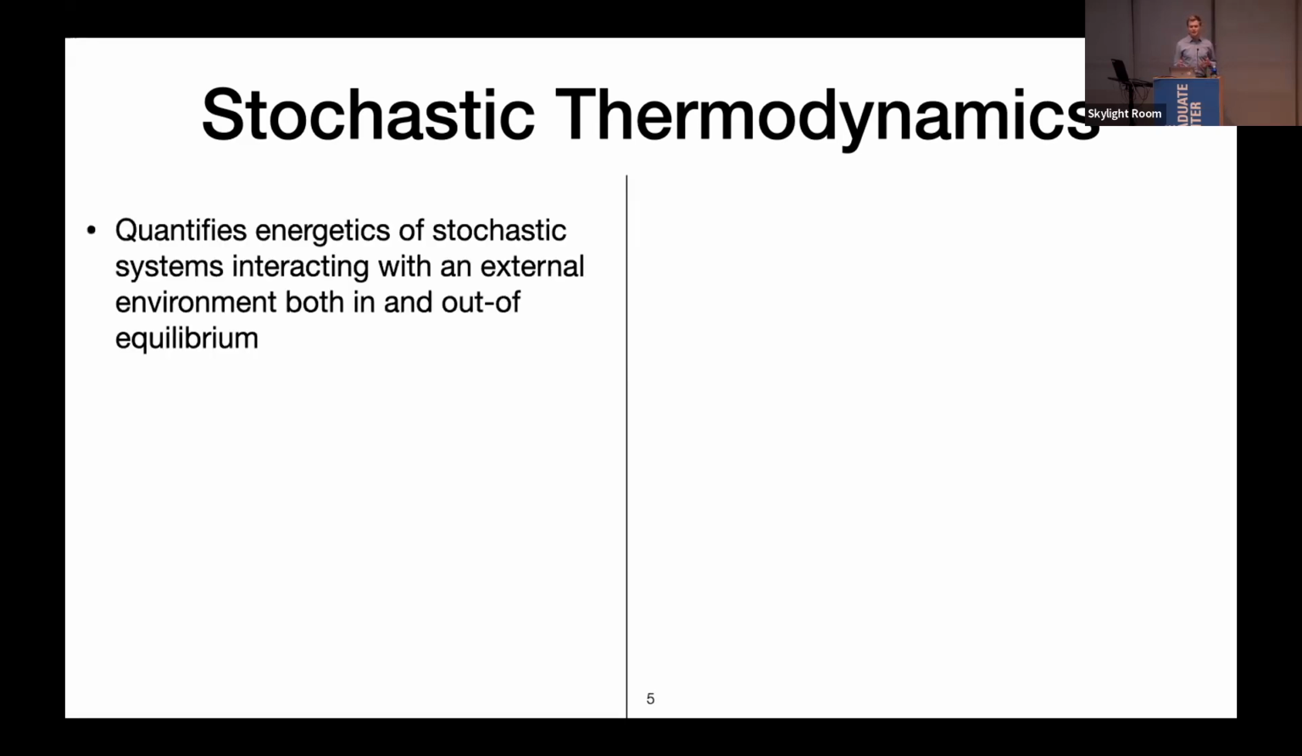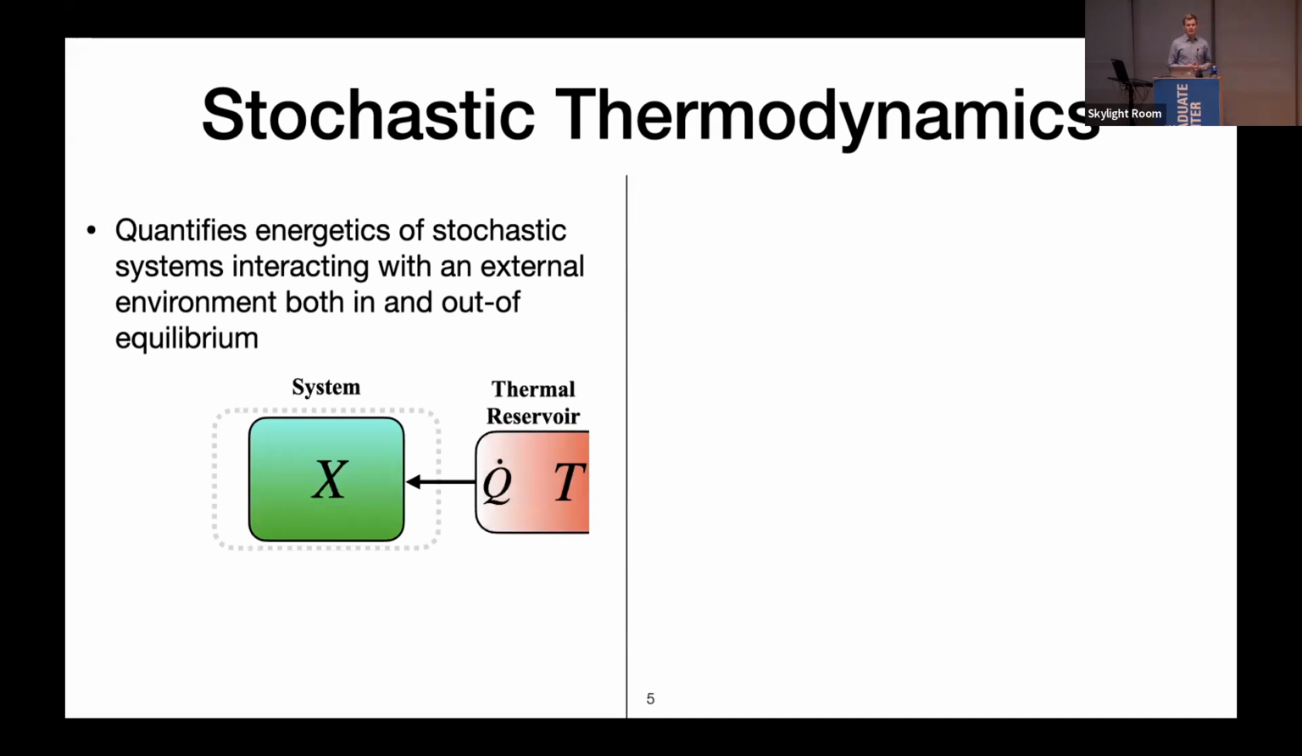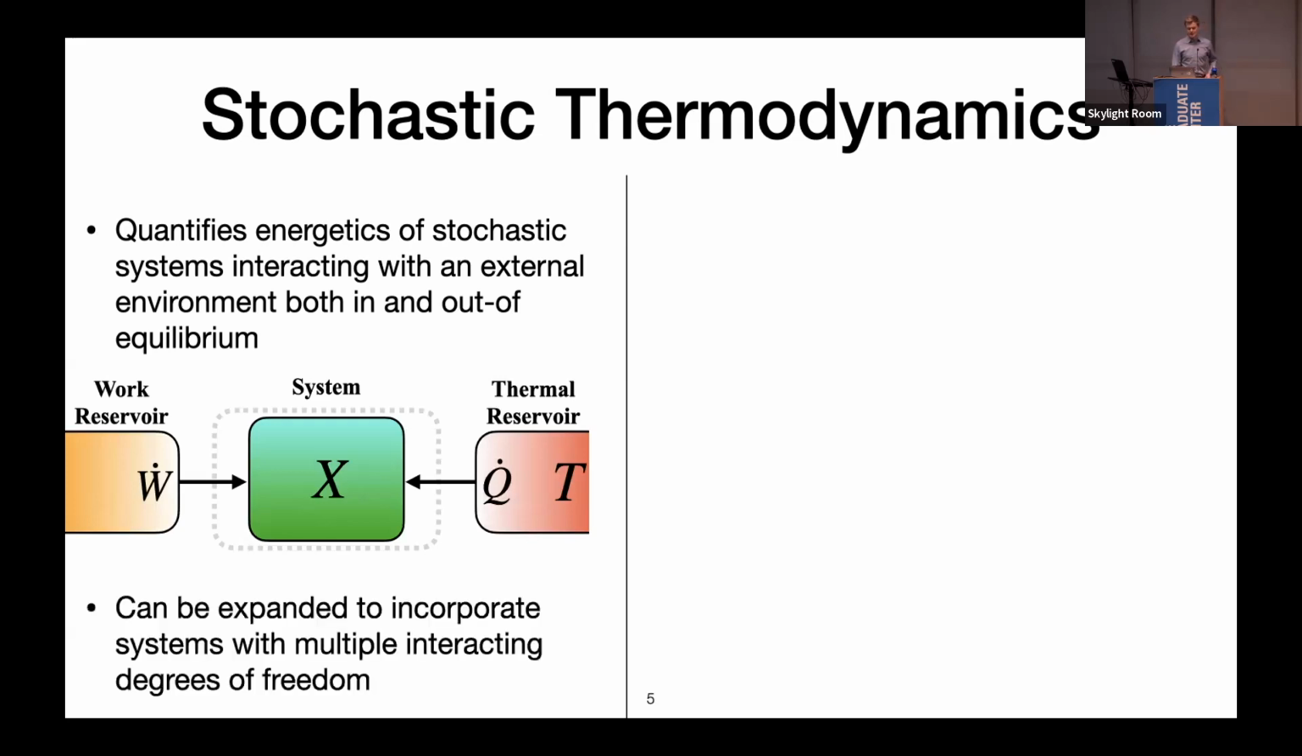But for these molecular machines, which behave stochastically and are far from equilibrium, we need a new theory called stochastic thermodynamics, which has been developed over the last 20 to 30 years and allows us to quantify the energetics of these kinds of systems, among other things. So in particular, we can think about nanoscale stochastic systems that exchange energy with work and heat at reservoirs to accomplish their tasks. But as I mentioned, most molecular machines are actually multi-component systems. So we can expand this kind of framework to think about systems with many interacting degrees of freedom.